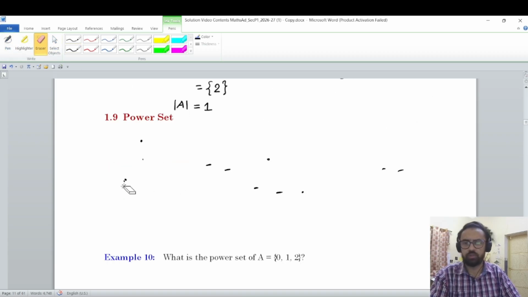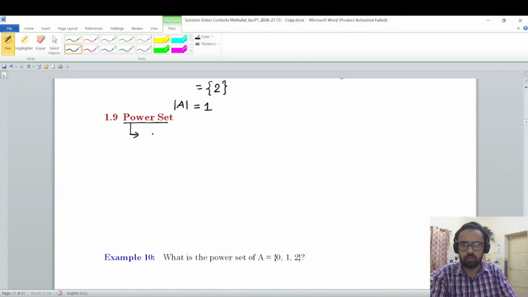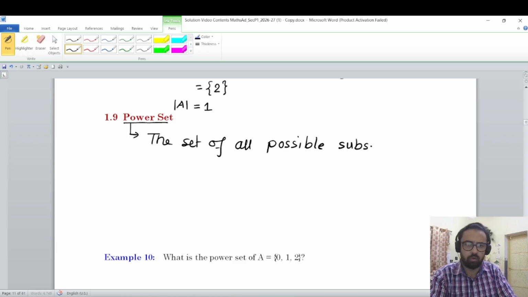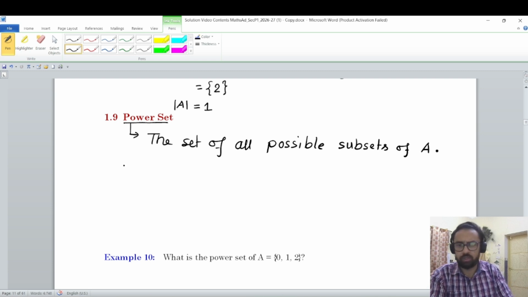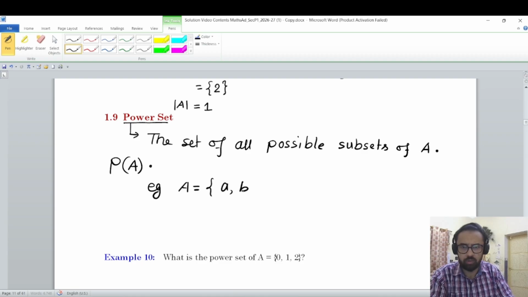Next concept is power set. So what is a power set? The definition is the set of all possible subsets of a set A is called the power set of A, and it is denoted by P of A. Power set is denoted by P of A. If I give an example, say suppose I have a set capital A equal to {a, b}.